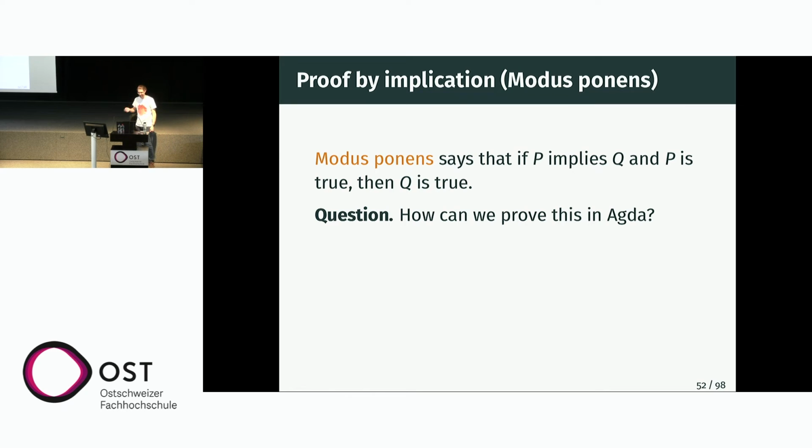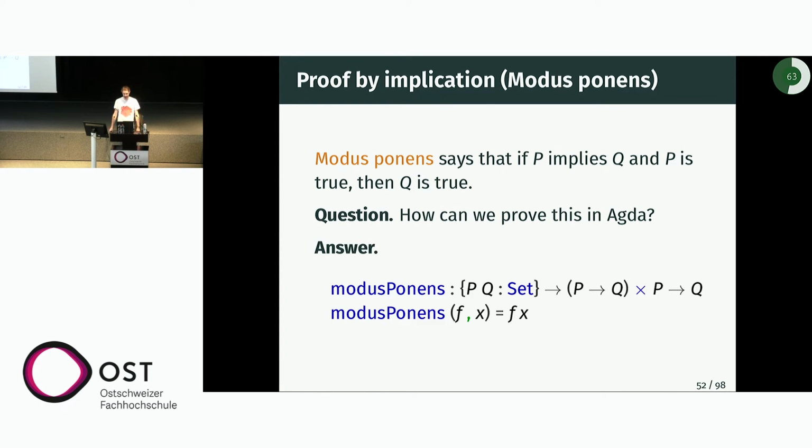So if we want to prove this in Agda, we first translate this statement to a type, and in order to prove it, we have to construct a program of that type. So in this case, we know that P implies Q and P, right? I'm writing it in uncurried form here. You could also write it in curried form. That doesn't really matter. So we have a proof that P implies Q and a proof of P, and all we have to do is just apply the function to get the proof of Q. Okay. So modus ponens is just function application.